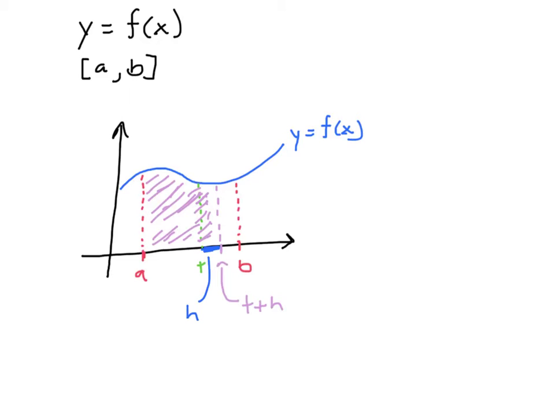Okay, specifically, if I wanted to know that purple area all the way out to t plus h, that would be A of t plus h. And based on the notation we just learned, we could write that as A of t plus h equals the definite integral from a to t plus h of f of x dx.